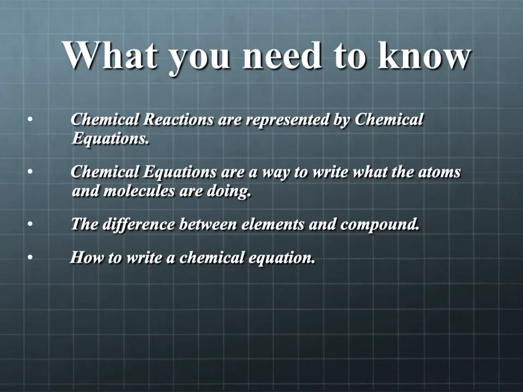What you're going to need to know is that chemical reactions are represented by chemical equations. And I'm going to show you how to write those here in a second. Chemical equations are a way for us to write what atoms and molecules are doing. They're going to be rearranging, they're going to be switching around. So we need a way to keep track of that, and that's what chemical equations do.